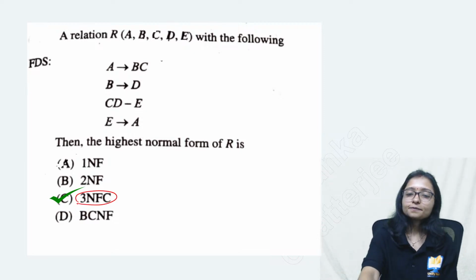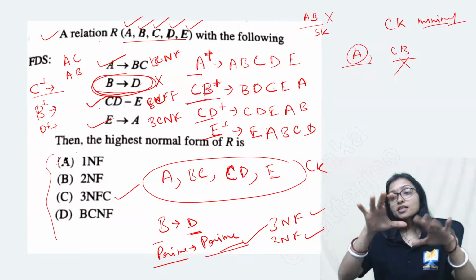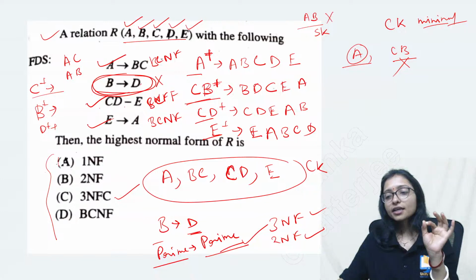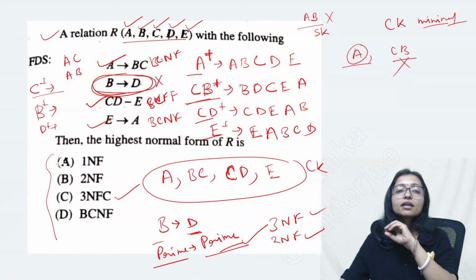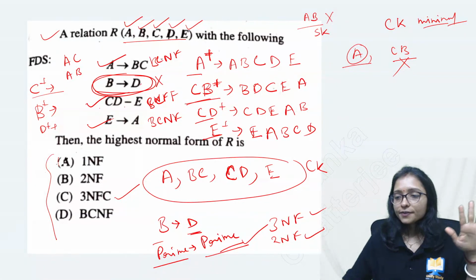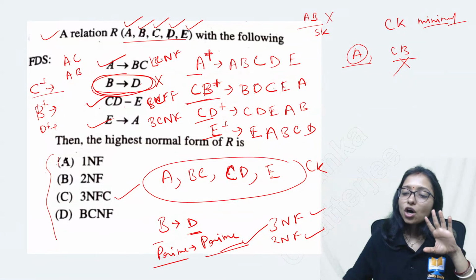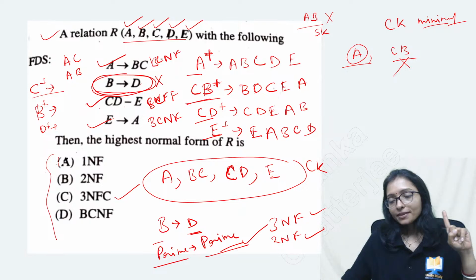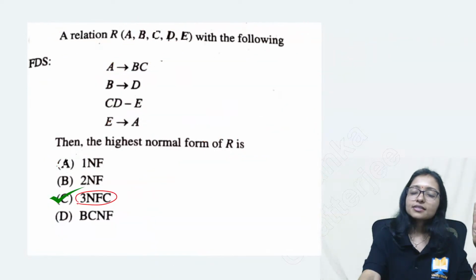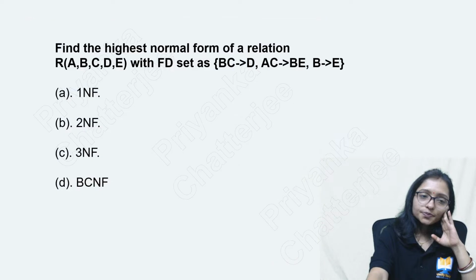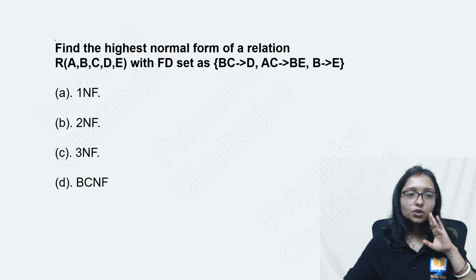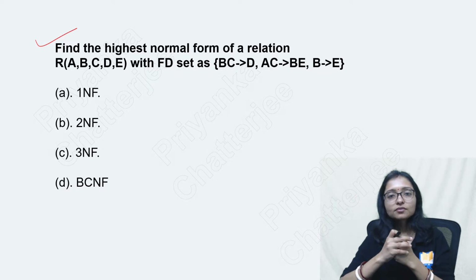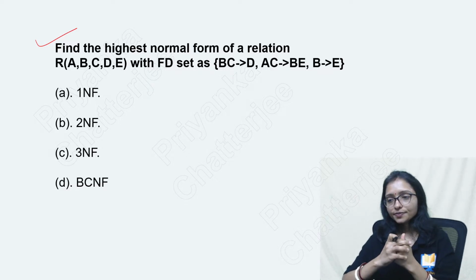Got it? How to understand? I have selectively taken these questions so that all your concepts should be clear. It is in 3NF. Clear? Good. Now tell me, do this: find the highest normal form of this relation.